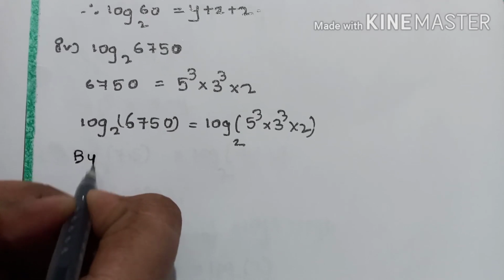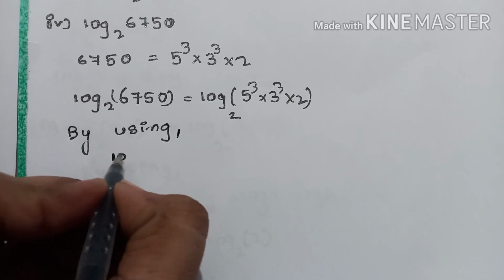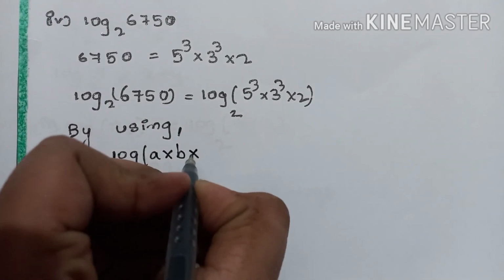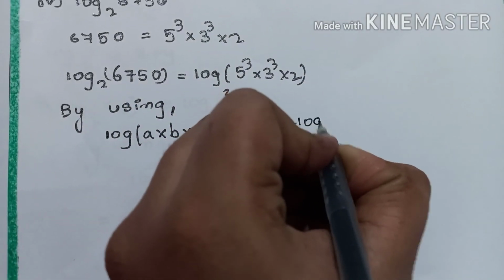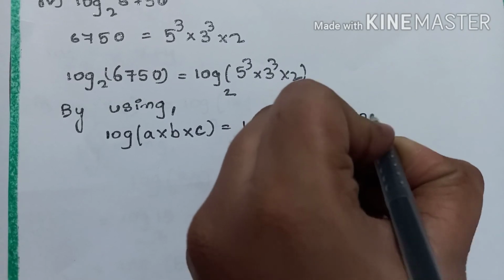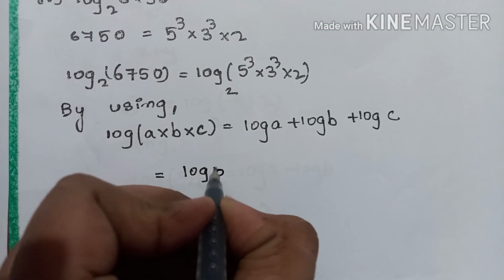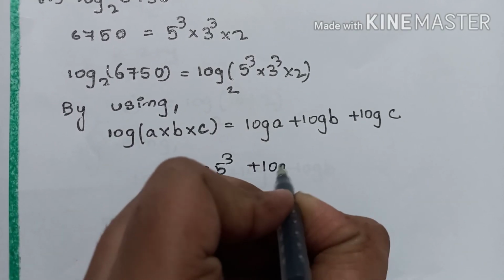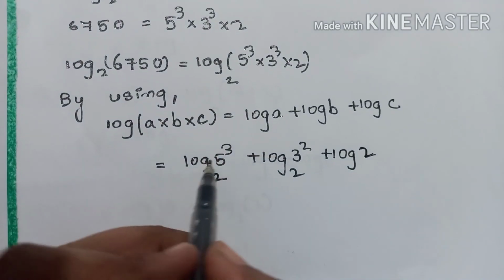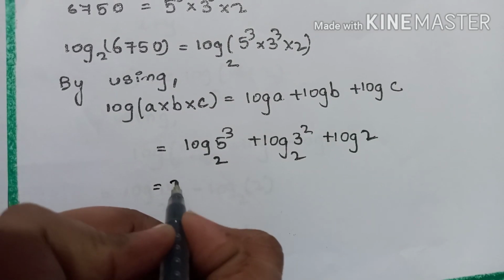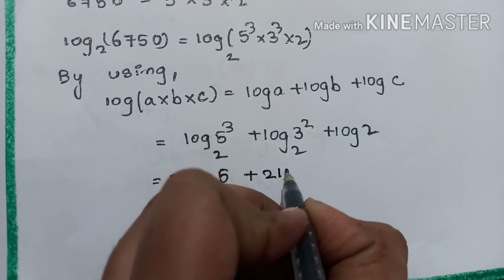Now by using the property as we have used in all the previous problems, which is log a into b into c is log a plus log b plus log c. So this can be expressed as log 5 cube to the base 2 plus log 3 cube to the base 2 plus log 2, and this 3 comes as a coefficient. So 3 log 5 base 2, and here 2 comes as a coefficient, 2 log 3 base 2 plus log 2.